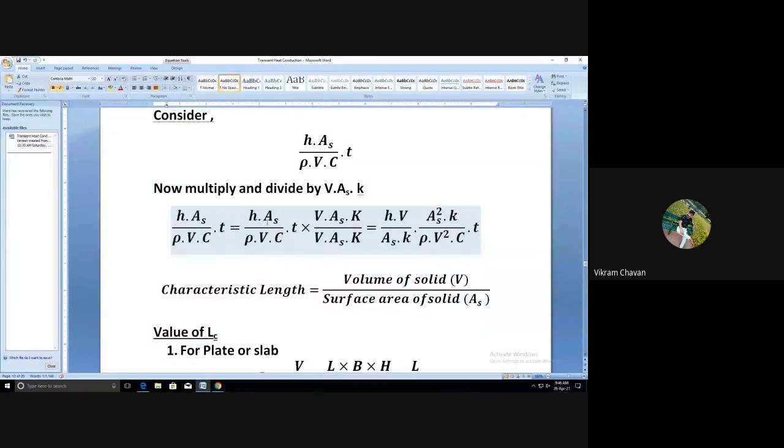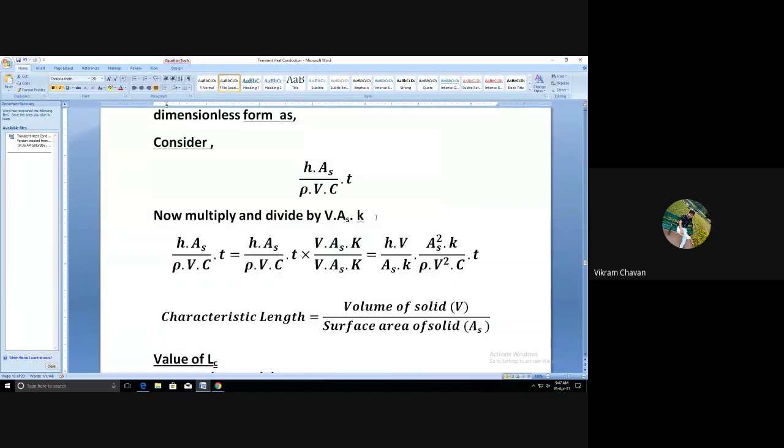Now we multiply and divide by V multiplied by A_s multiplied by k on the numerator side and denominator side. So we will get h A_s divided by rho V c t, multiplied by V A_s k divided by V A_s k. Now do the multiplication in the numerator side and the denominator side.